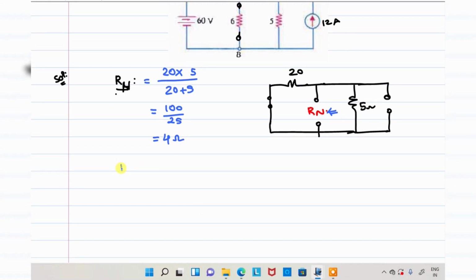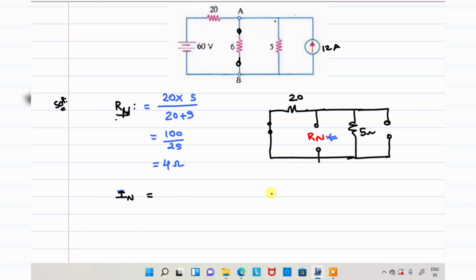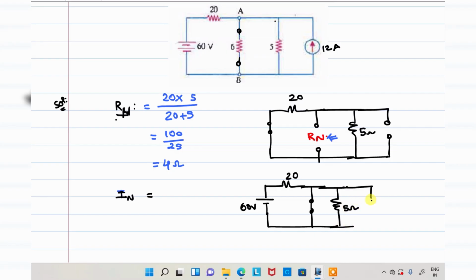After RN comes IN, Norton's current. That is the second point you need to do. To find out Norton's current, this is the procedure. You need to keep the voltage source present, and the load resistance should be short circuited. This is a 5 ohm resistance, this is a 12 ampere source. This is the circuit we have. But you need to understand carefully. You need to find the current through this short circuit, that is Norton's current.